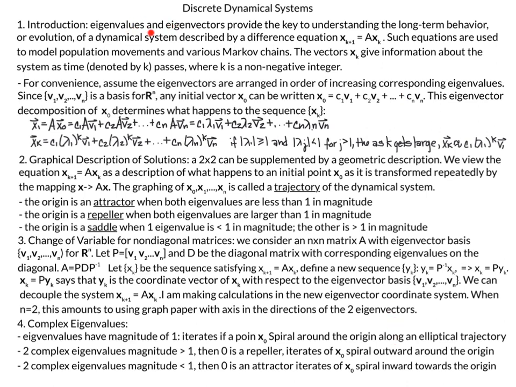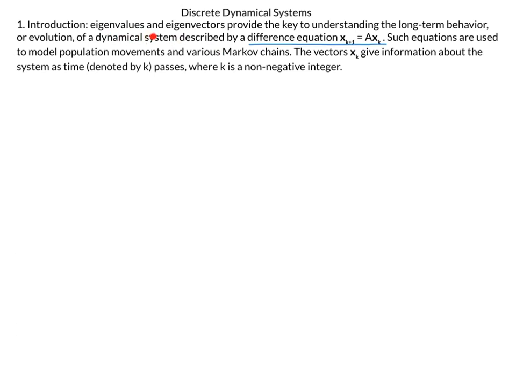So we'll start again by looking at eigenvalues and eigenvectors and dynamical systems. We will be looking at dynamical systems that can be described by a difference equation given here, which is a vector equation where the vector x of k plus 1 is equal to A times the vector x at k. So the vectors x of k give information about the system as time, which we denote k, passes, where k is a non-negative integer. We will start with our initial vector x naught, and then x1 is equal to the matrix A times x naught.